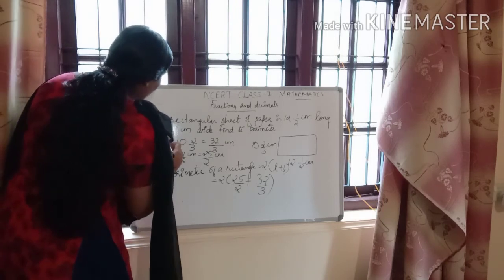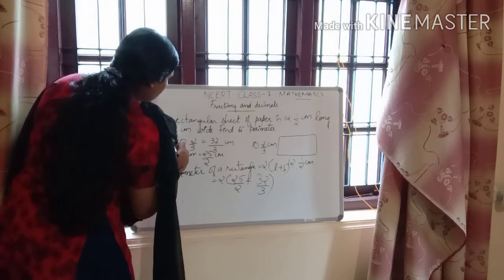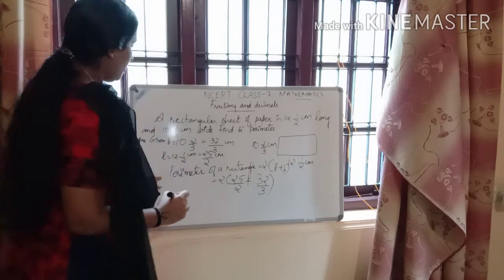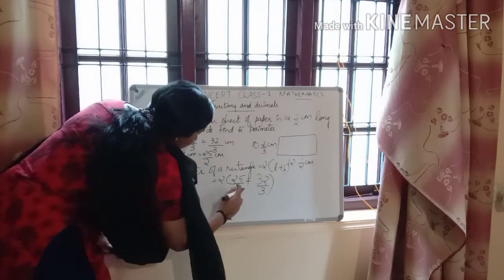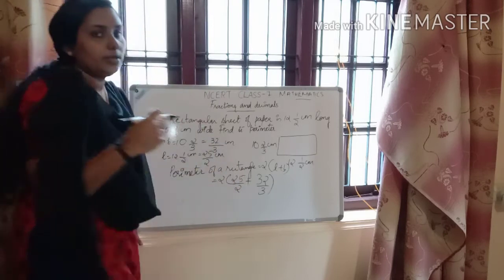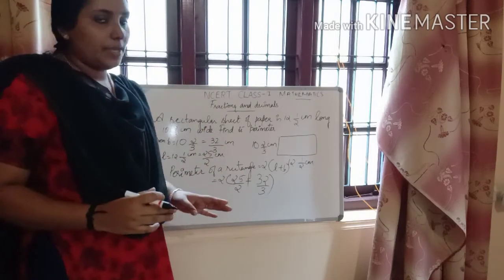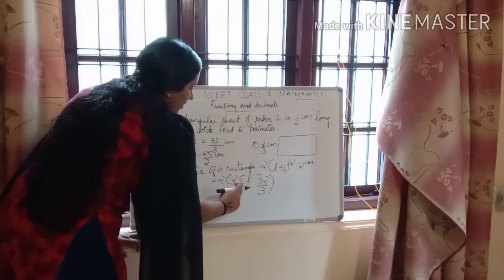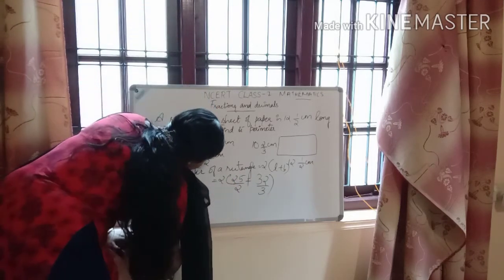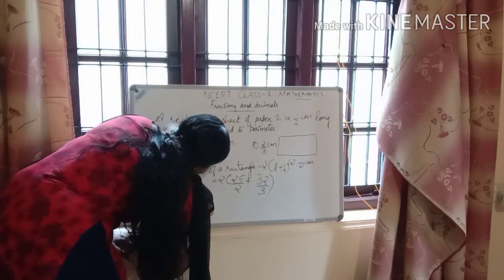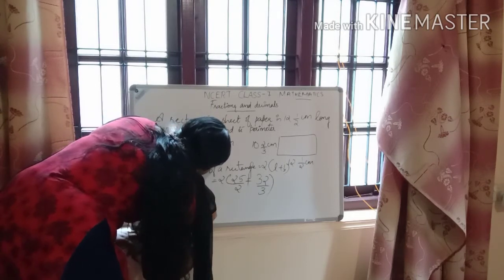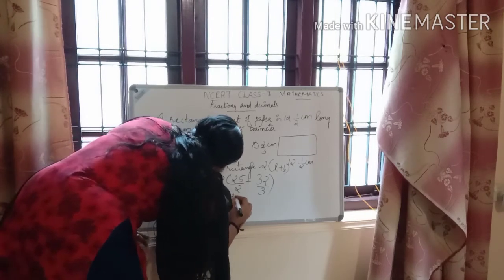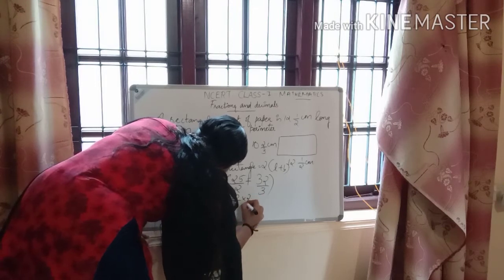First of all, write the given data. This is breadth, this is length. The next step is we have to equalize the denominators of 25 by 2 and 32 by 3. Just equalize the denominator, that is 25 by 2 into 3 by 3 plus 32 by 3 into 2 by 2.